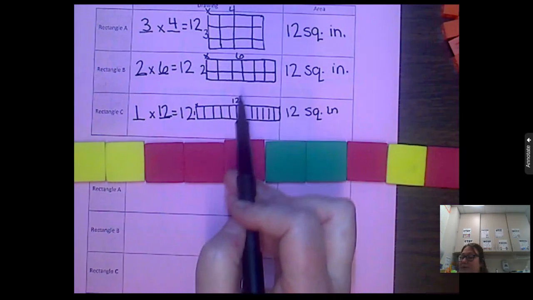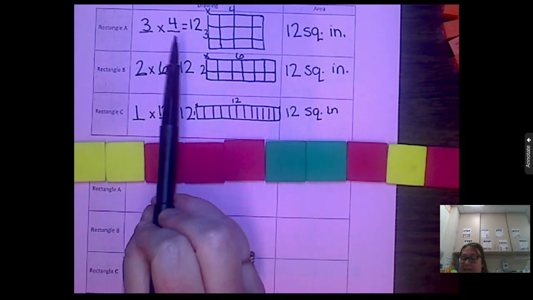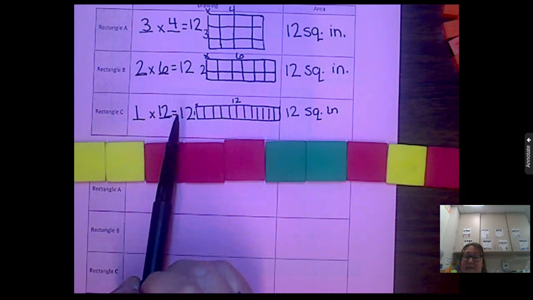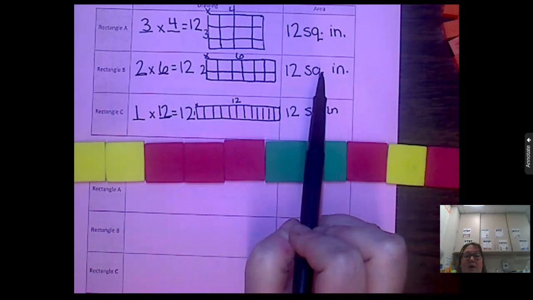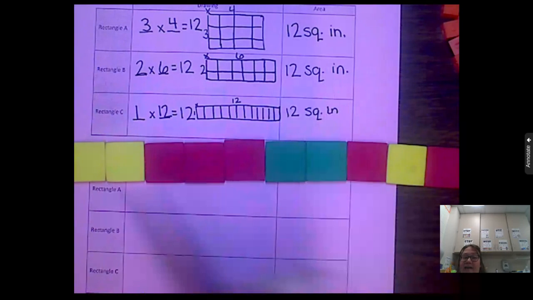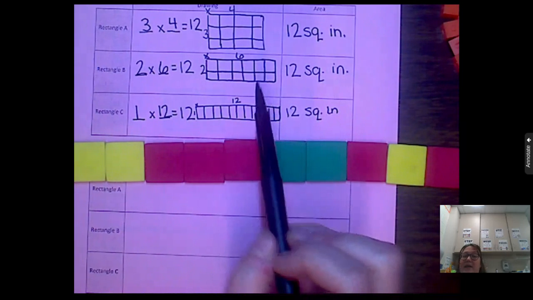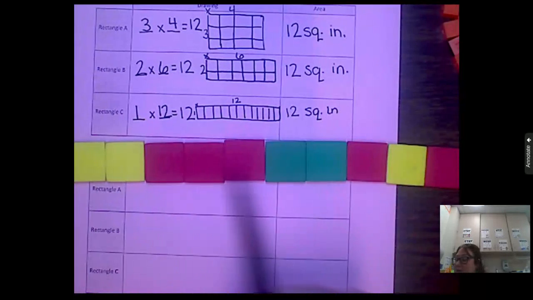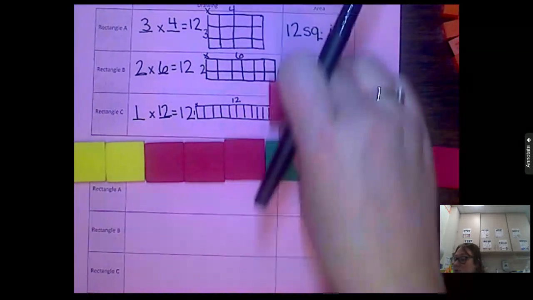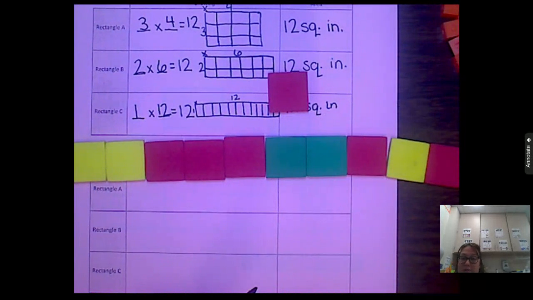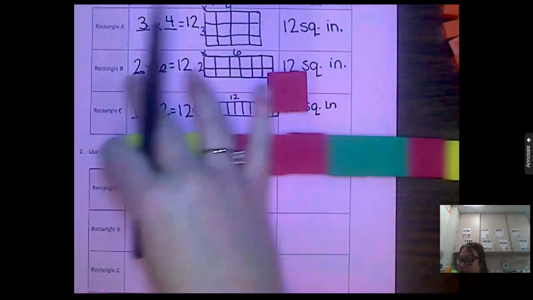So all 3 of these rectangles that we created, rectangle A, rectangle B, and rectangle C, they look different, right? They look different, but the areas are all the same. So any of these rectangles, if you take them apart and then put them back together, no matter what, it still has 12 of those square tiles, 12 of those square inches. So they're all the same area. They just look different, which is something important for us to think about with area.